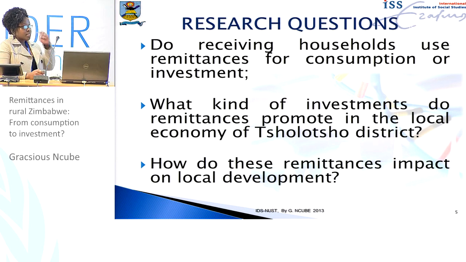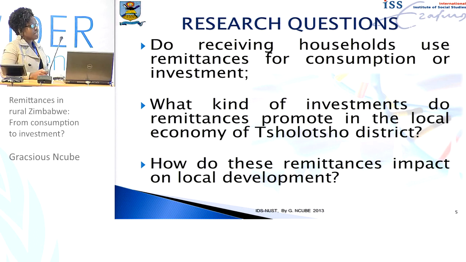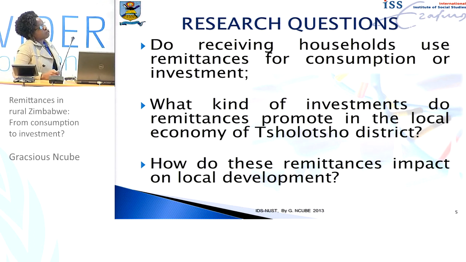The research questions are: do receiving households, that is the remittance-receiving households, use remittances for consumption or investment? Secondly, what kind of investments do remittances promote in the local economy of Chololo district? And how do these remittances impact on local development?